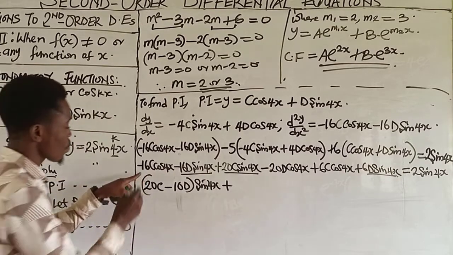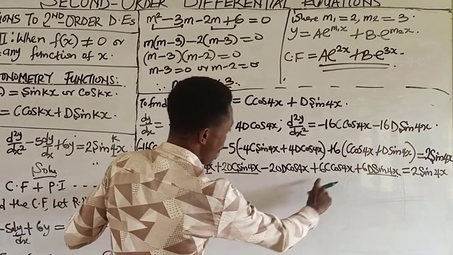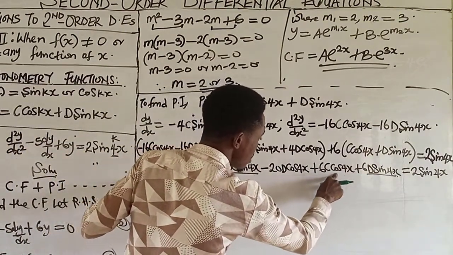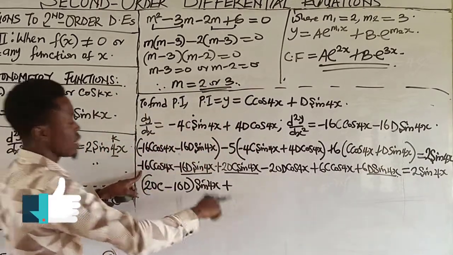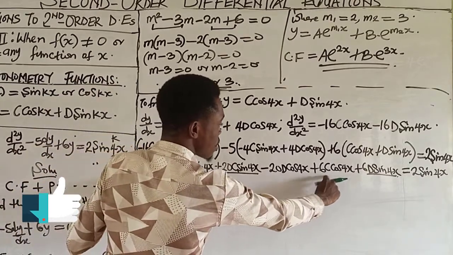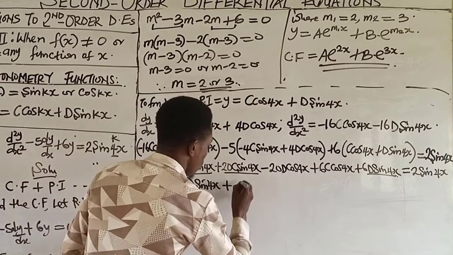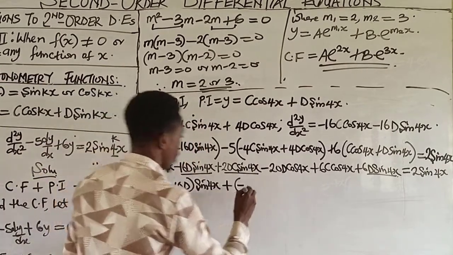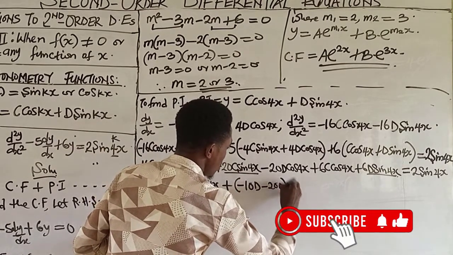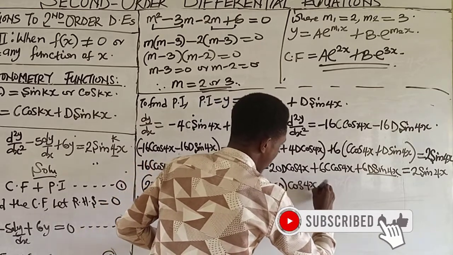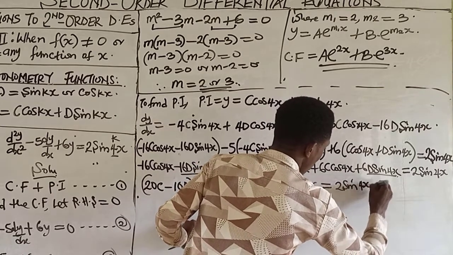We have this guy as negative 16c. We have this guy as positive 6c. Then we have this guy as negative 20d. So we can add the two c's together. So negative 16c plus positive 6c would have given us negative 10c. Therefore, this would have given us minus 10c minus 20d cos 4x is equal to 2 sine 4x.